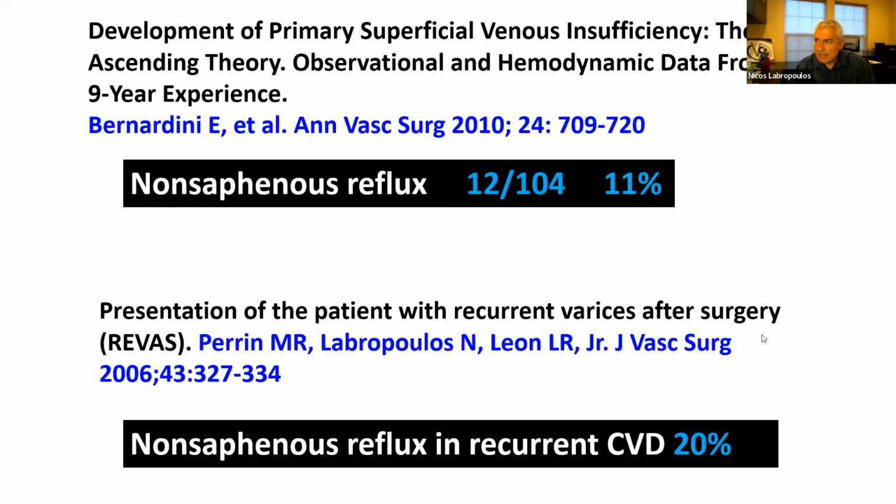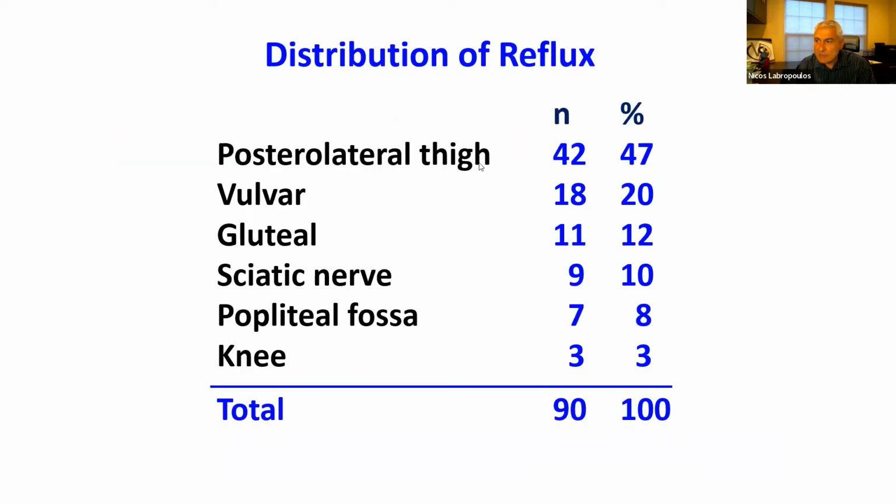If you look at the study by Bernardini, he confirmed our findings, finding no saphenous reflux in 11%. And also, if you look at our prospective study with Dr. Perrin, for recurrent varicose veins, the prevalence increases. Well, it does increase because many people don't know about them and they leave them untreated. So when the patients come back from this group, obviously the prevalence is higher. If you look at the distribution, these veins come from the posterolateral thigh, valvar area, gluteal, sciatic; these 3 typical ones are veins from the pelvis.